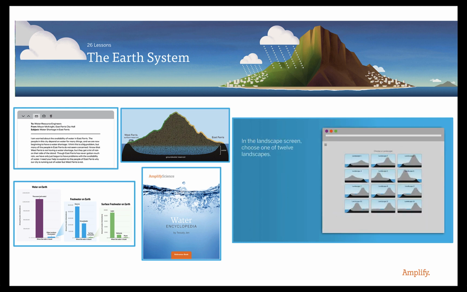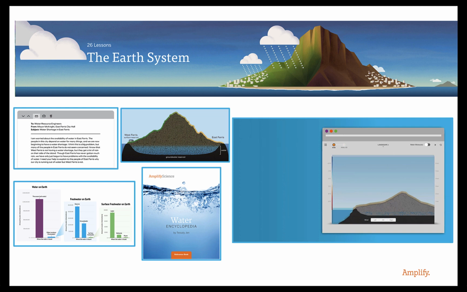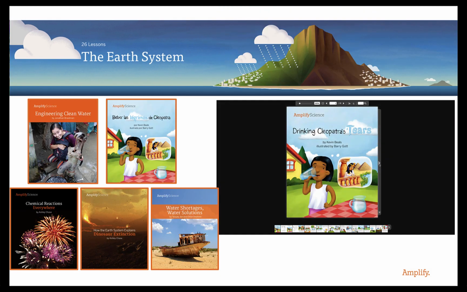In the landscape screen, choose one of 12 landscapes. Each landscape shows the ocean and the land from a side view. You can also see under the ocean. So students will explore with the simulation and the digital tools as well as the text to solve this problem for West Ferris and East Ferris by creating great ideas and projects.